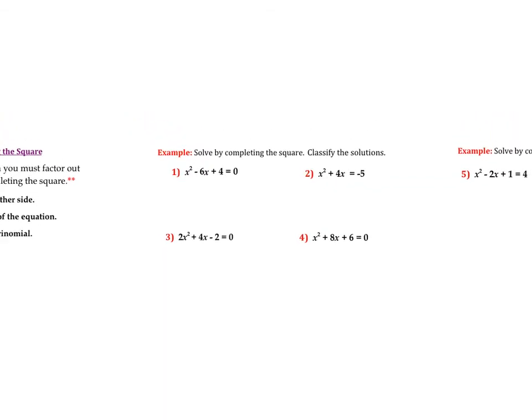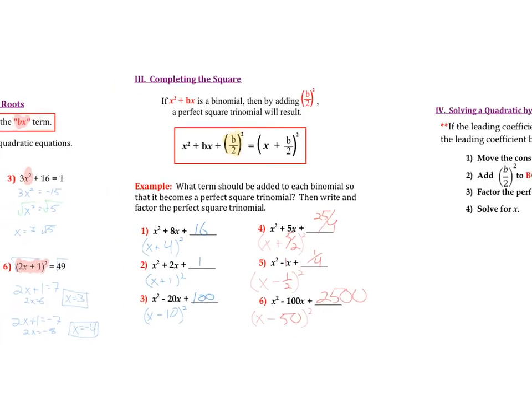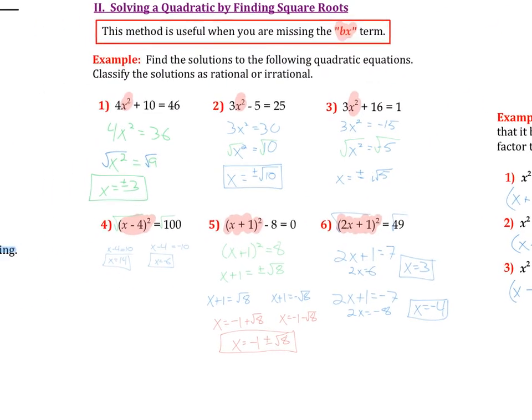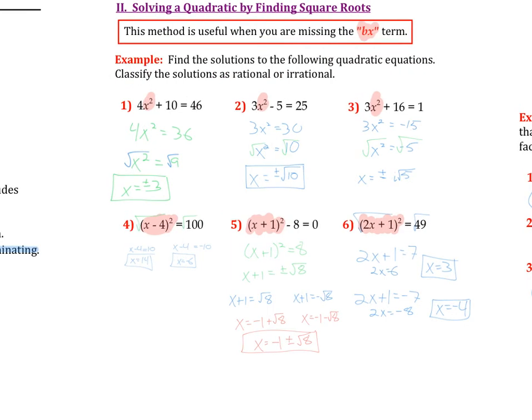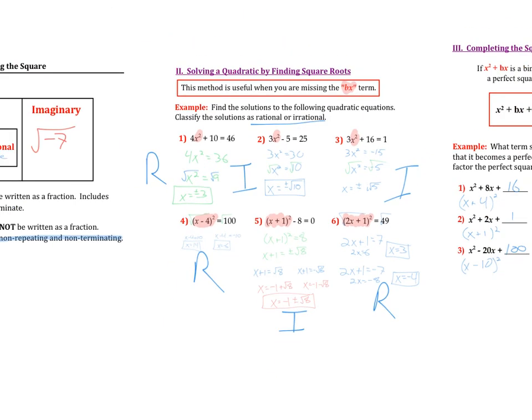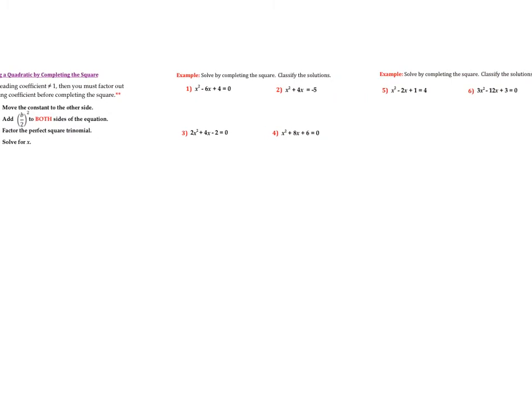Ooh, I didn't realize we had to classify solutions. I forgot to do that over here. My bad. All right, so quickly, it's either rational or irrational. That would be rational, irrational, irrational. Actually, that's also imaginary as well. That's rational, irrational, and rational. All right. Sorry, didn't mean to backtrack like that. All right, here we go.